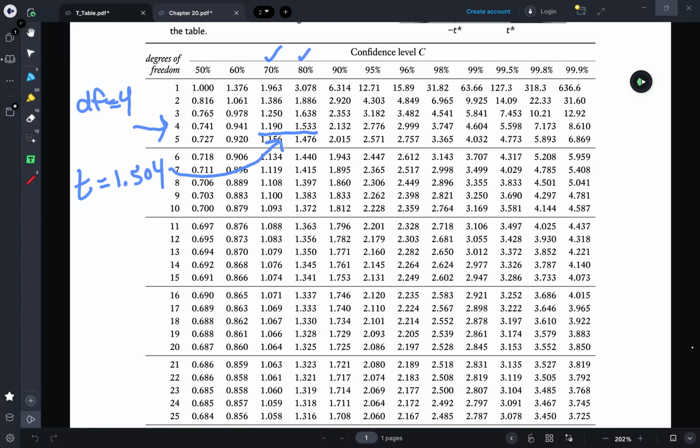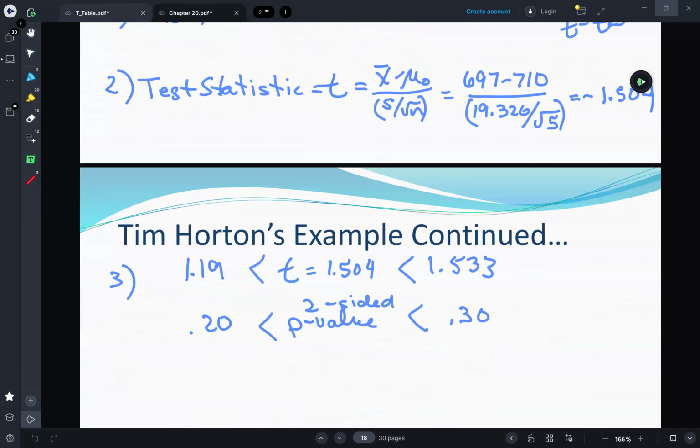So that's on 4 degrees of freedom. So our value fell between 1.19 and 1.533. The p-value then, if you scroll down, you'll see that that corresponds to 0.2 and 0.3. Or scroll up, you said it was between 70 and 80. You just take the complement of that. And then what are we going to do?